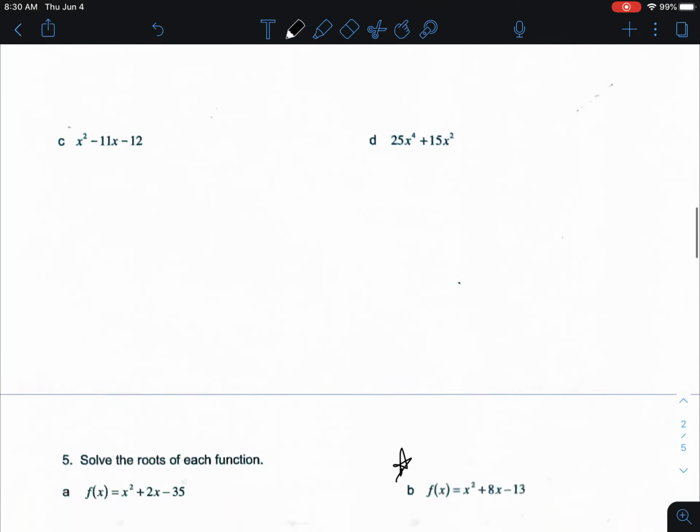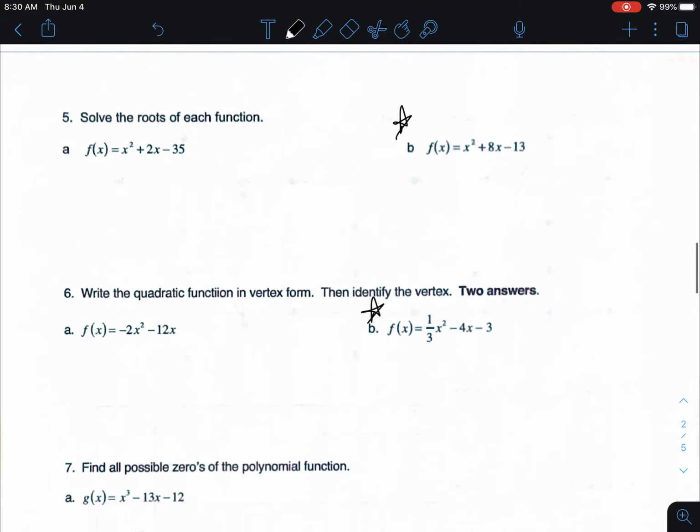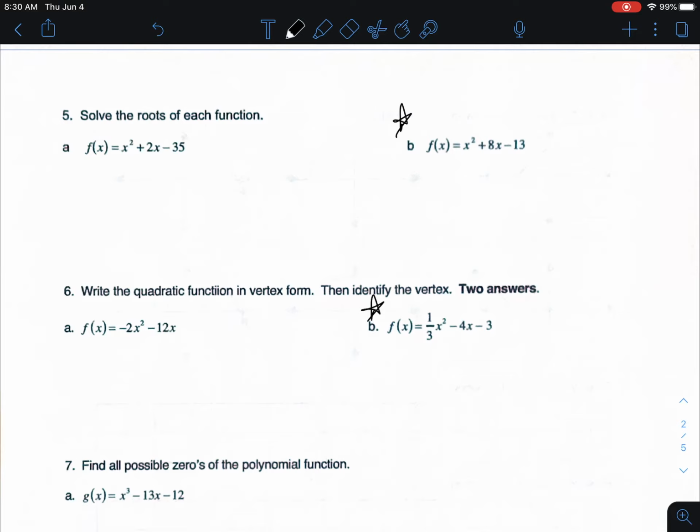The next question that I think came up that people got back to me was for 5B. And here we are solving for the roots of each function. So roots, x-intercepts, solutions, you're really all talking about the same thing there. So we want to factor. So we're going to set that equal to 0 and then factor.